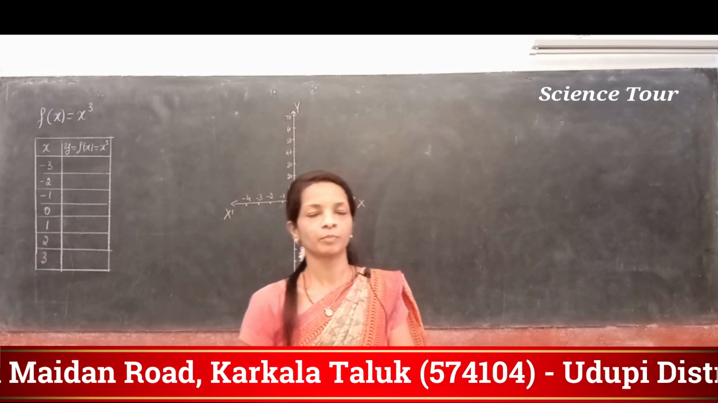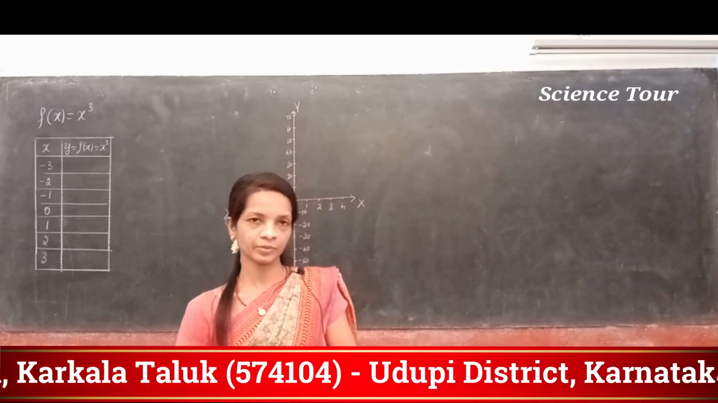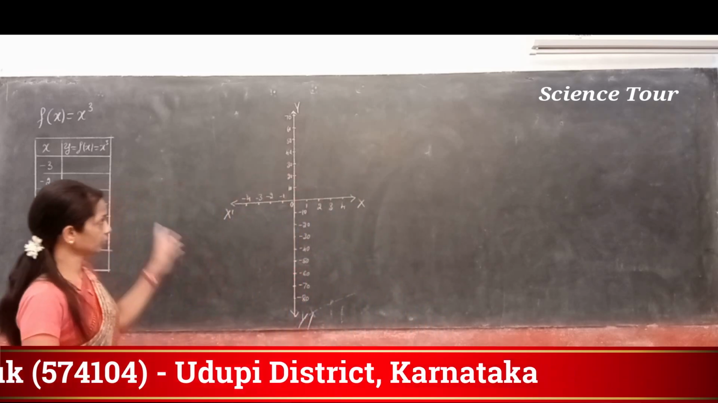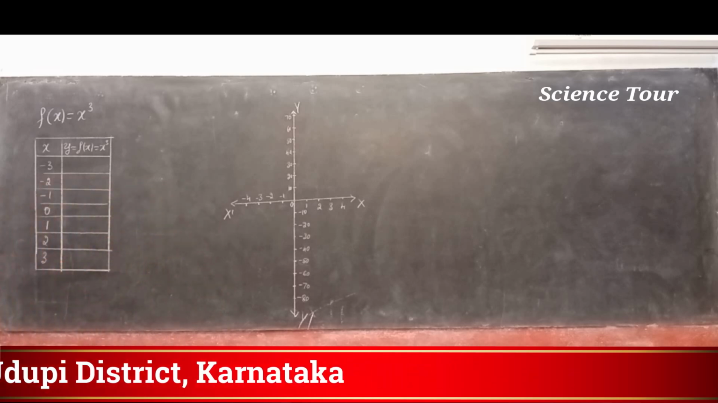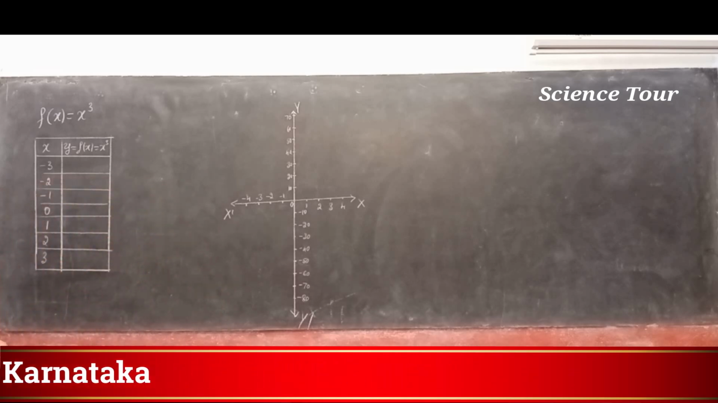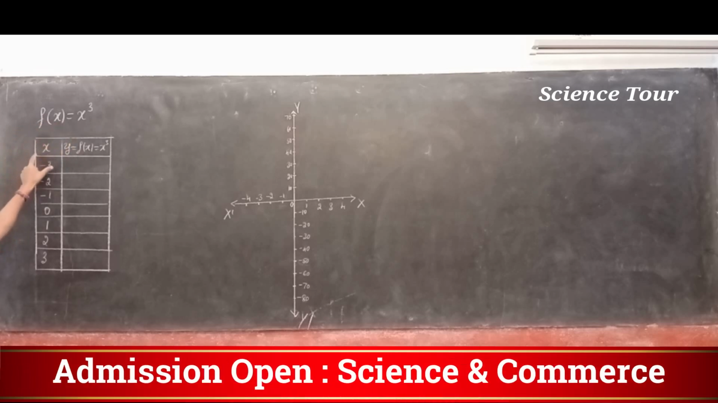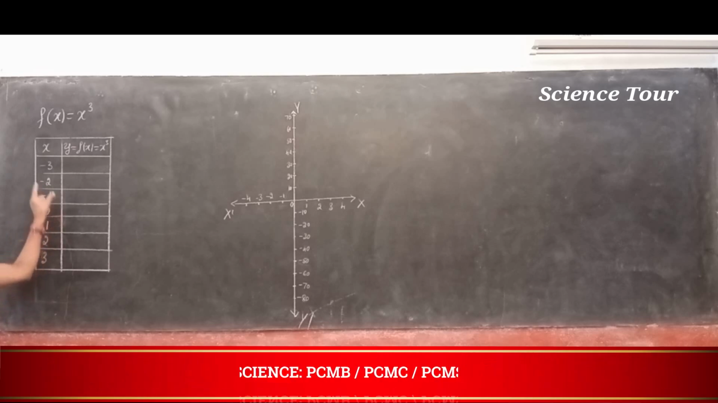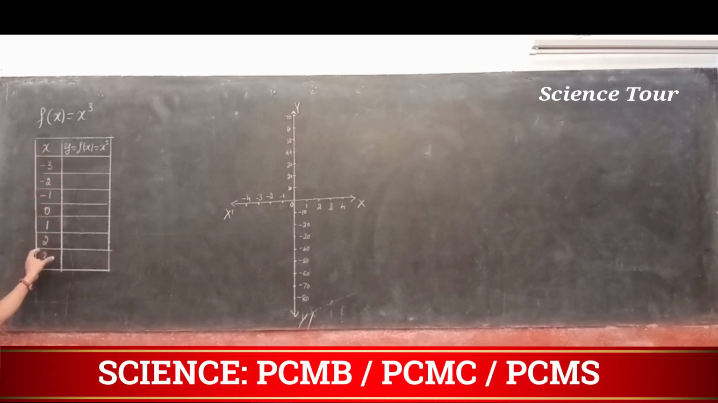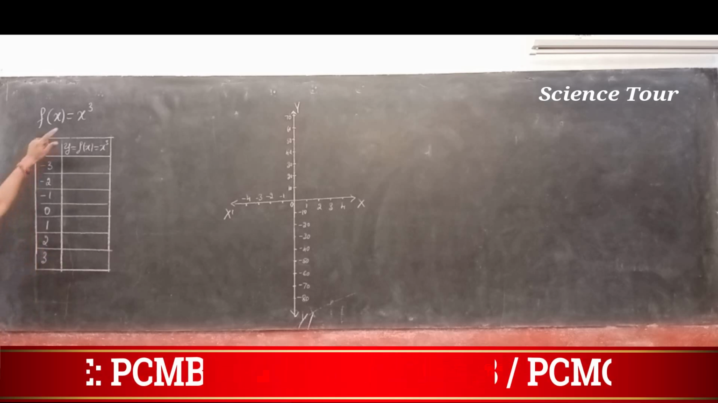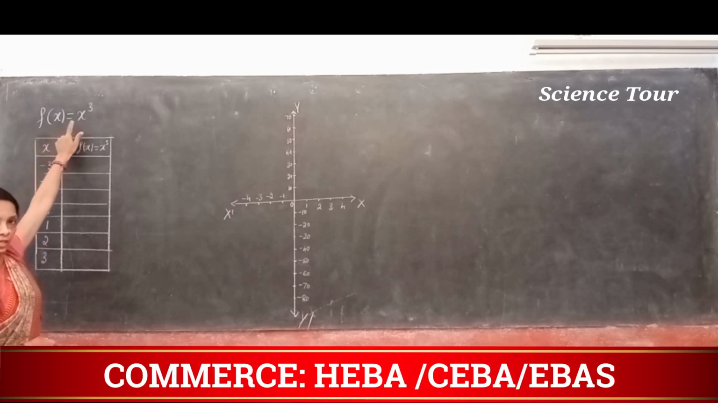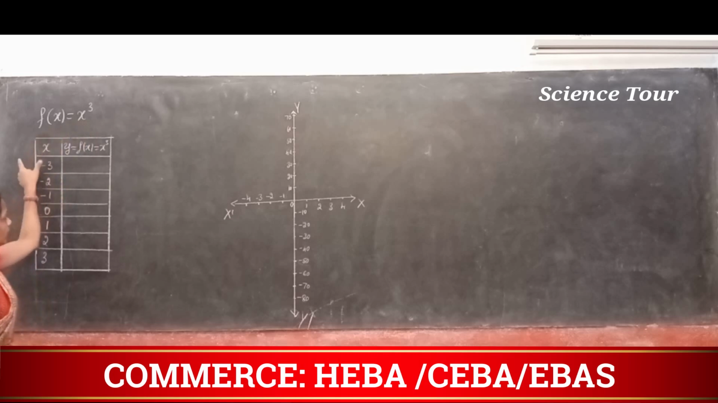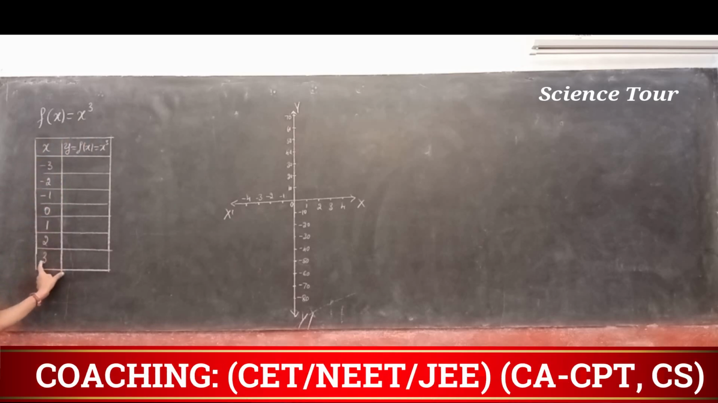The second function in polynomial functions is f of x equal to x cube. For that you have to draw the graph and write the domain and the range. For f of x equal to x cube, I have taken some negative integers, positive integers and 0. You can take any real numbers in the x column, because for any real number x you can find the x cube answer.